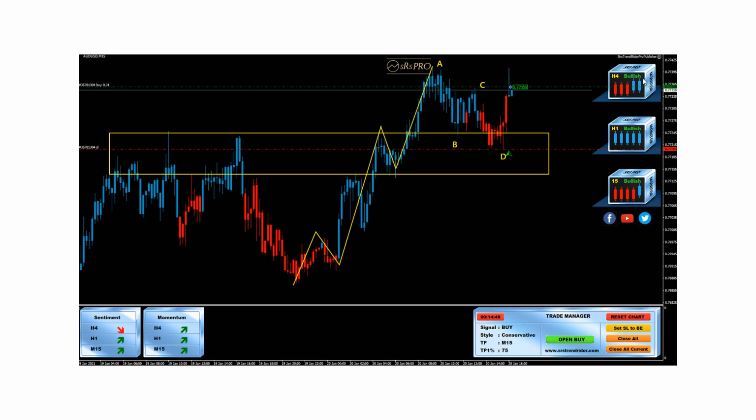Watching on the SRS Pro monitors, we see that the candles are lined up in the bullish direction as well. Momentum and sentiment are with us. Can I guarantee a winner here? The answer is no, I can't. But I do know that my chances are with me.